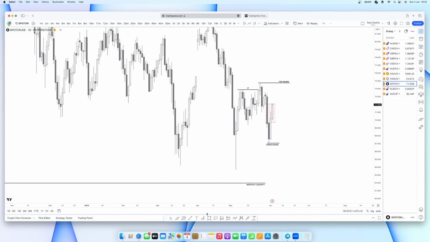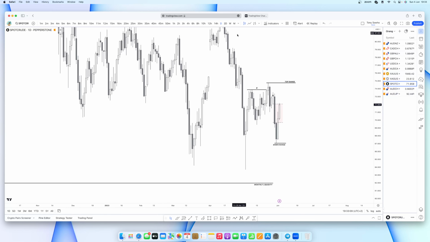Now, in terms of the daily structure, we do have this as a lower low because this is a close below this area here. So this is the lower low and price is potentially going to create a lower high, which is what I believe. Right, we do have a monthly liquidity to the downside on US oil.